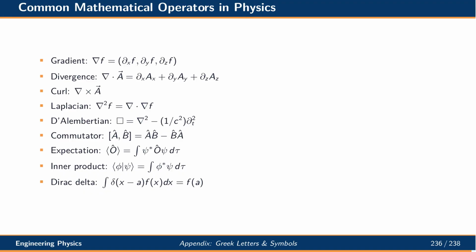This slide lists the mathematical operators we use most often. The gradient describes spatial change of a scalar field. The divergence measures the local source strength of a vector field. The curl measures rotational tendency. The Laplacian is the divergence of the gradient. The D'Alembertian generalizes this to spacetime. Commutators capture quantum non-commutativity. Expectation values, inner products, and the Dirac delta function are also covered.